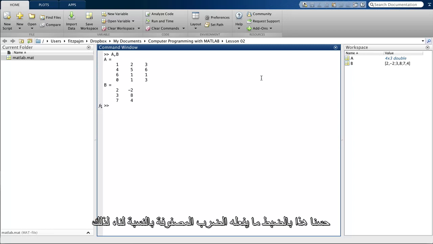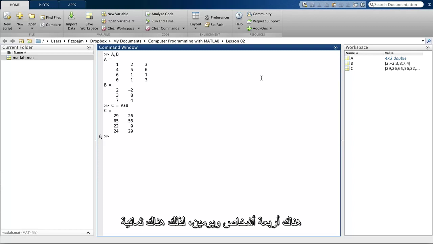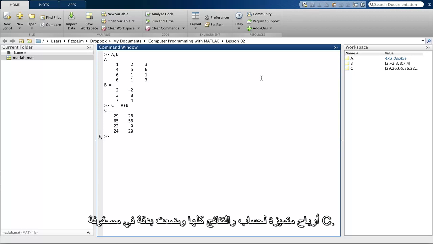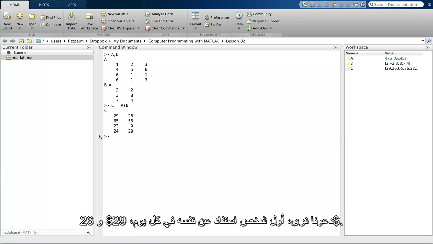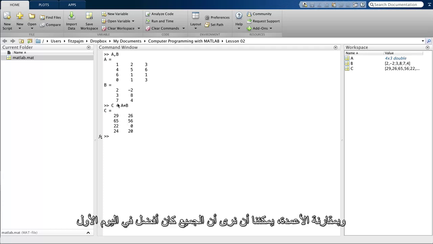Well, that's exactly what matrix multiplication does for us. So let's do it. There are 4 people in 2 days, so there are 8 distinct profits to calculate, and the results are all laid out neatly in matrix C. Let's see. The first person profited about the same on each day, $29 and $26. The third person did much better on the first day, didn't make anything on the second day. And by comparing the columns, we can see that everybody did better on the first day than they did on the second day.